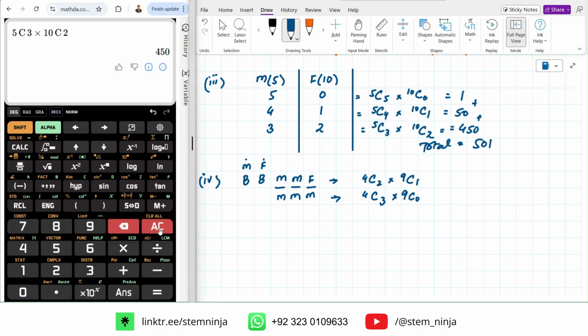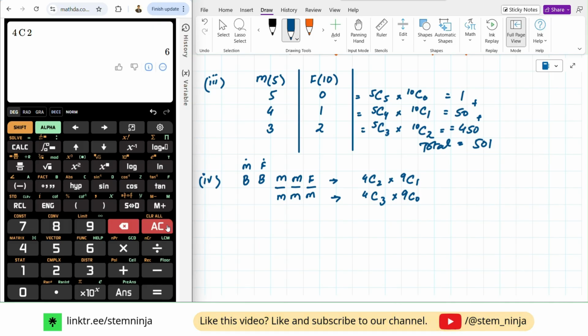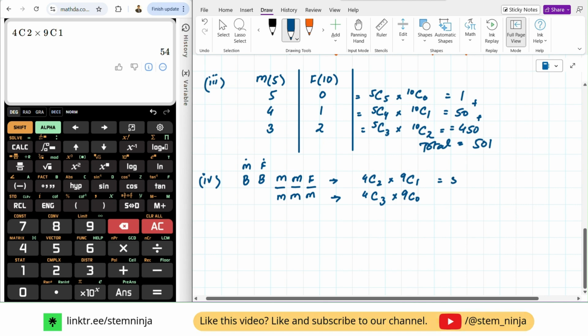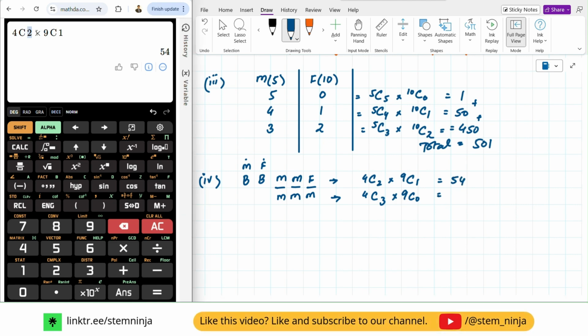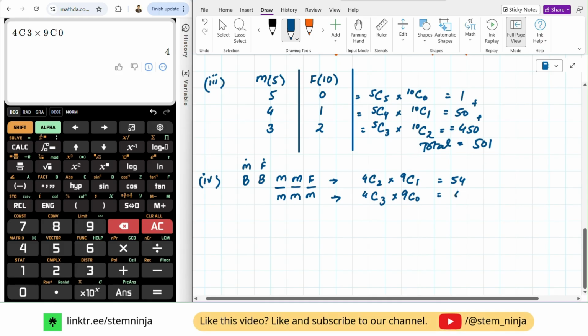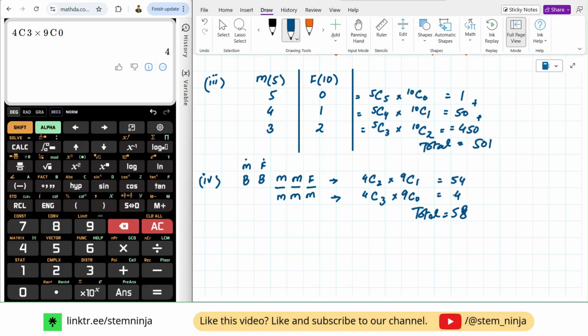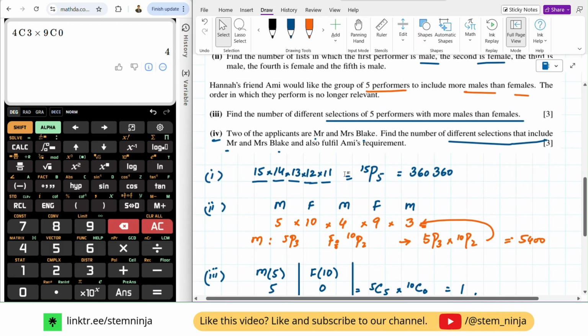Right, now we need to calculate that. 4C2 times 9C1 is 54. And 4C3 times 9C0 is 4. So total would be 58, my bad. And that's the February and March. Let's move on to May, June.